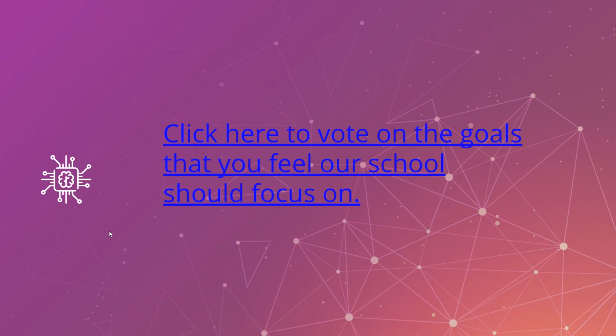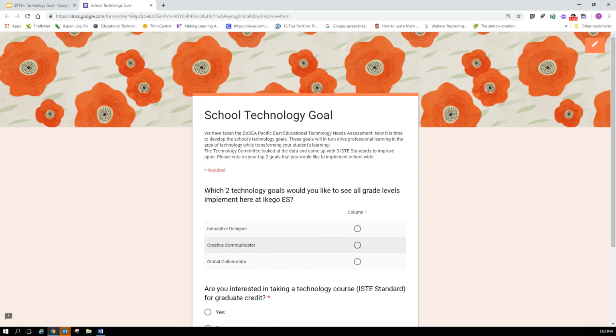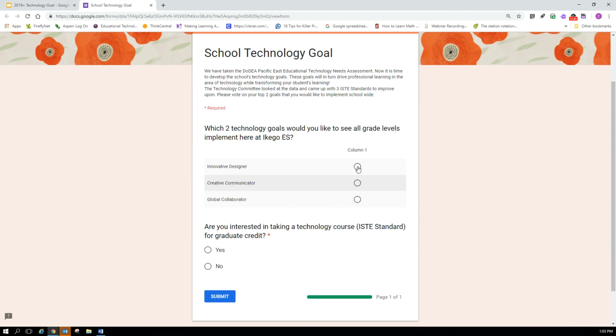So now I would like for you to click here to vote on the goals that you feel our school should focus on. And I'm going to send that link to you. It's very simple. Think about these 3 goals or these 3 standards. First standard was innovative designer. Second is, I believe, creative communicator. And the third is global collaborator. And choose 2. Just 2.